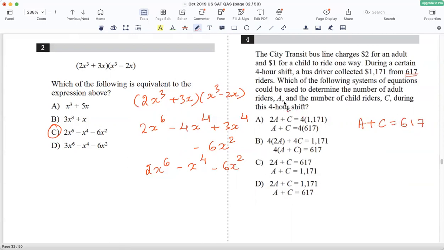And from each adult rider, the line collects $2. So for A riders, it would be 2A. And for each child rider, the line collects $1. So for C, it would be C. And that total is 1171. So these are the two equations. So it would be A plus C is 617 and 2A plus C is 1171, right? So option D.